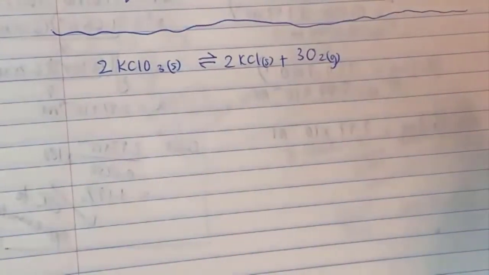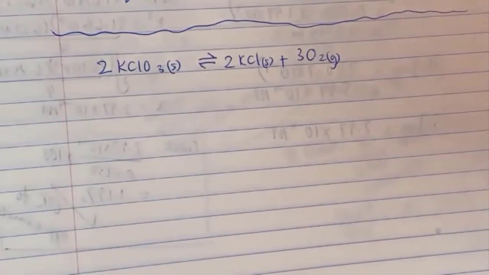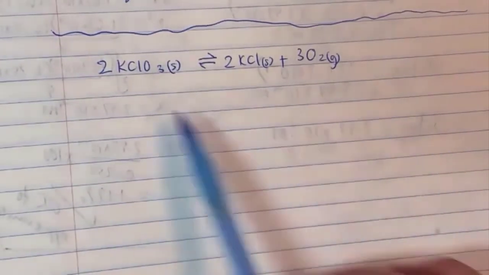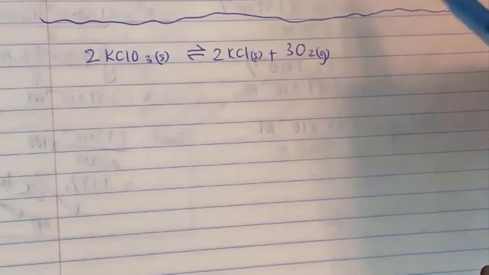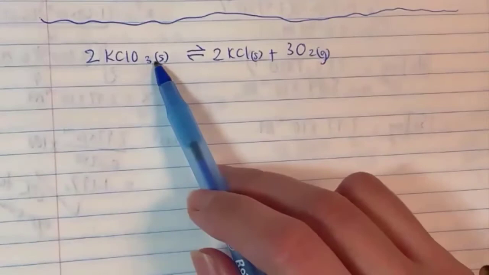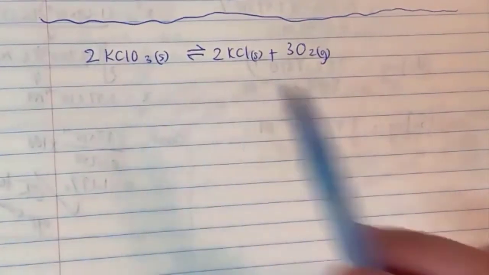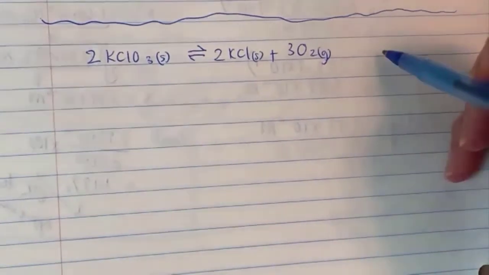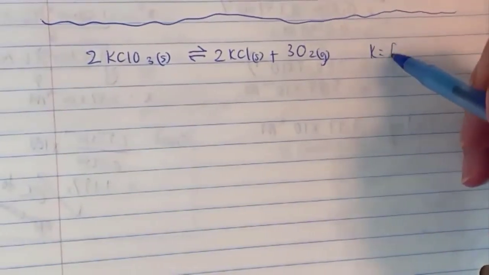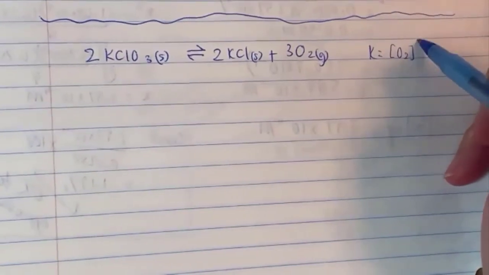How would you write the K for this reaction? Do you write the solids? No, we don't write the solids, right? We don't write them at all. So K is basically just O2 to the power 3.